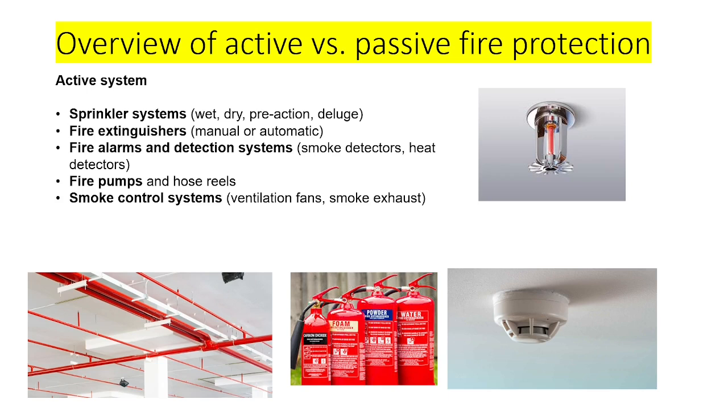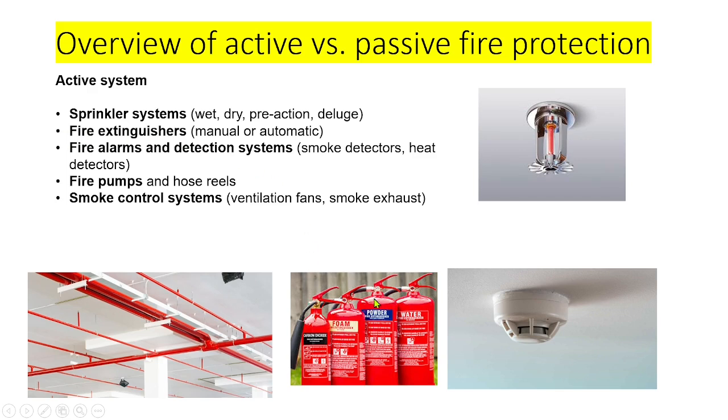In the active system, we have first the sprinkler system, which is of wet, dry, pre-action and deluge type. Here you can see in the picture, this is the sprinkler. You can see it in the building ceiling. Inside this sprinkler there is a glass bulb. Whenever there is heat above 60 degrees centigrade, this bulb will burst and water will come out from this sprinkler, and our firefighting pump will start working.